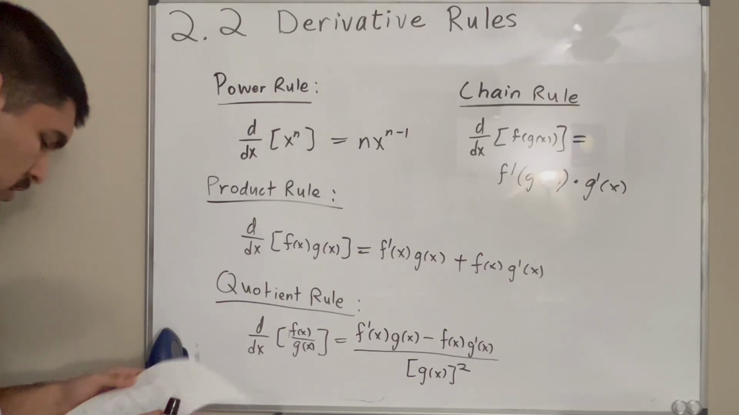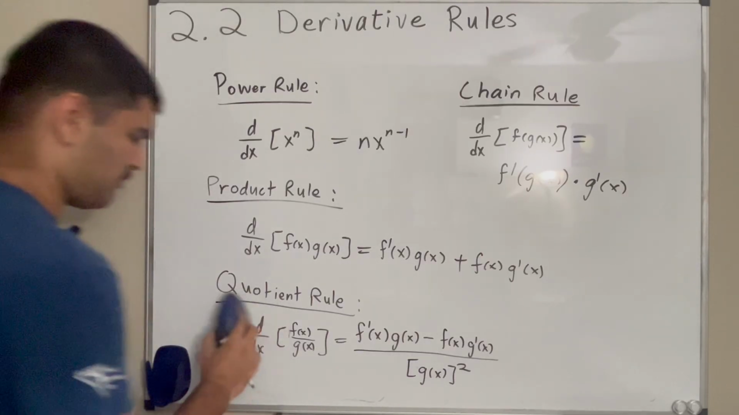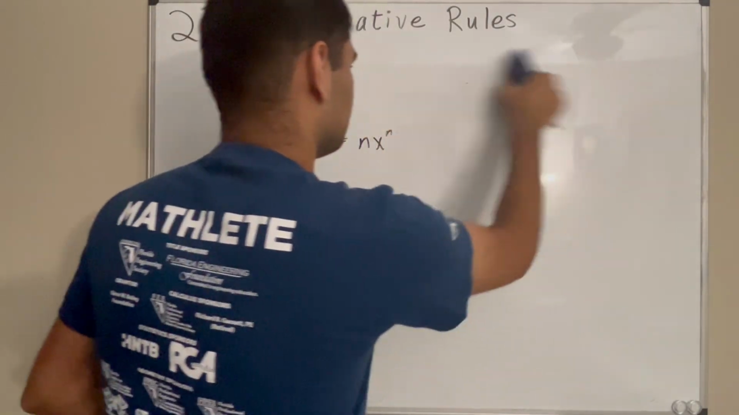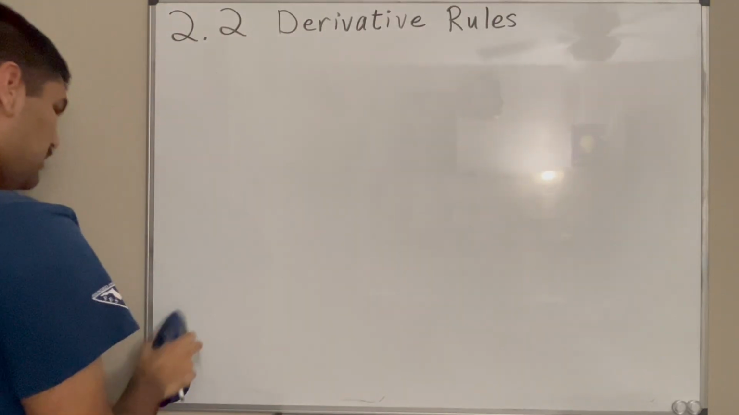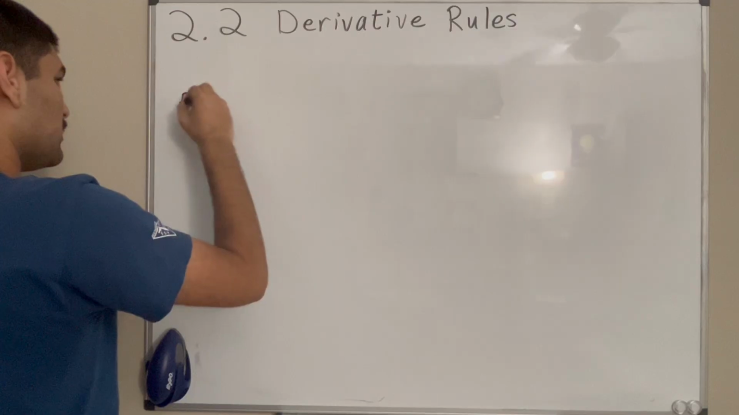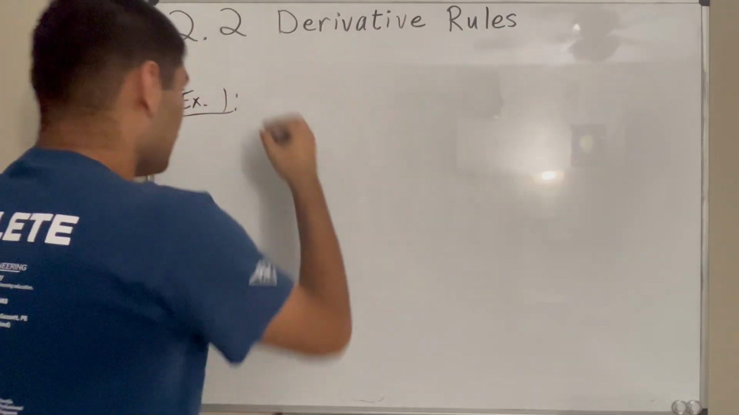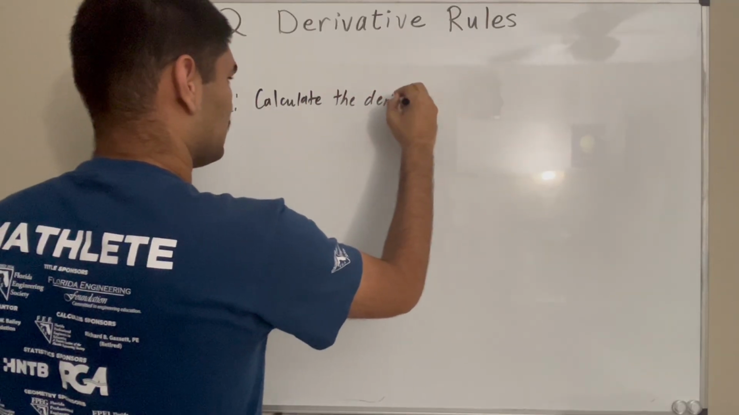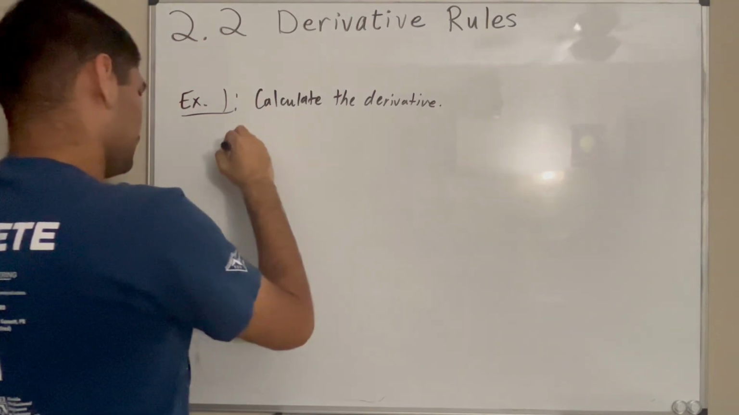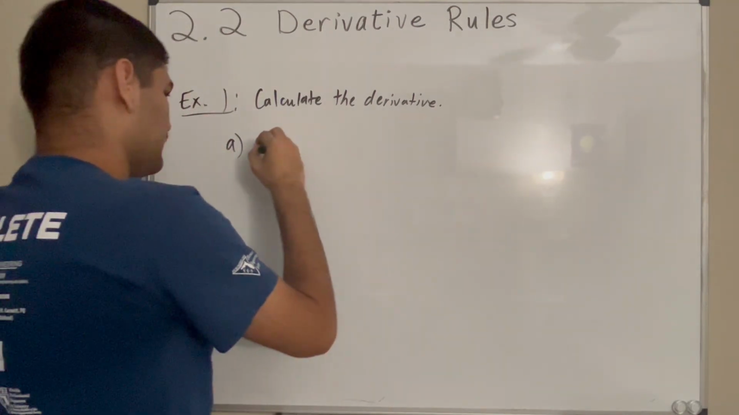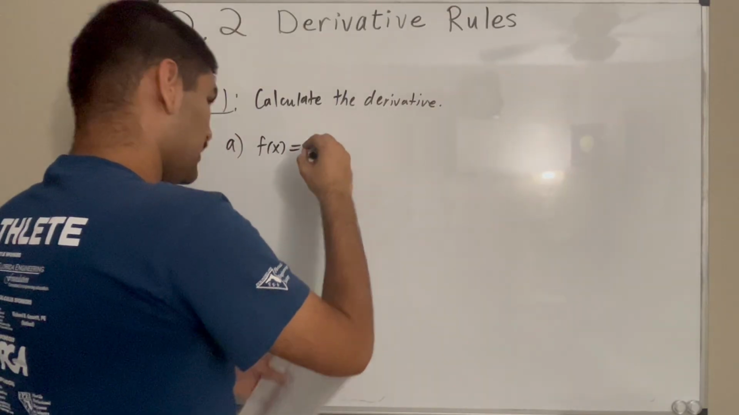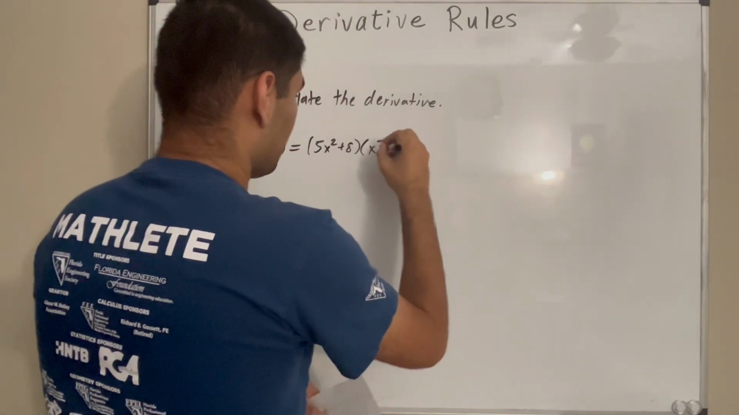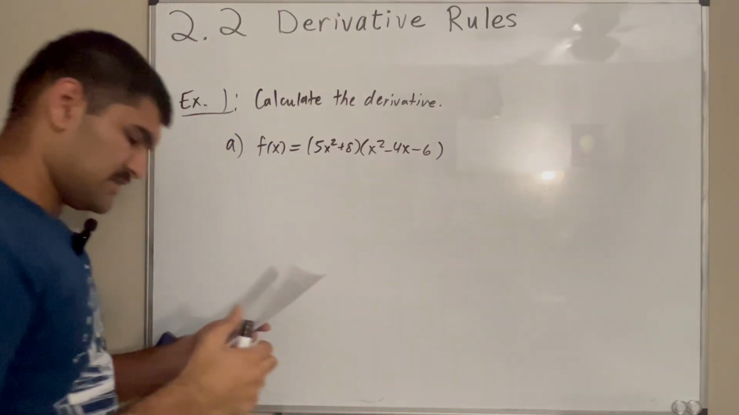Okay, and so now we will do some practice, some examples. Okay, so example 1. Calculate the derivative. So we have f of x is equal to 5x squared plus 8 times x squared minus 4x minus 6.